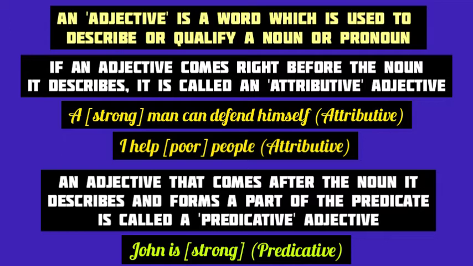However, if an adjective comes after the noun it describes in the sentence and forms a part of the predicate or the verb, it's called a predicative adjective. For example, in the sentence "John is strong," the adjective strong has come after the noun John, and as the subjective complement, it is a part of the predicate. So, strong is a predicative adjective in this sentence.